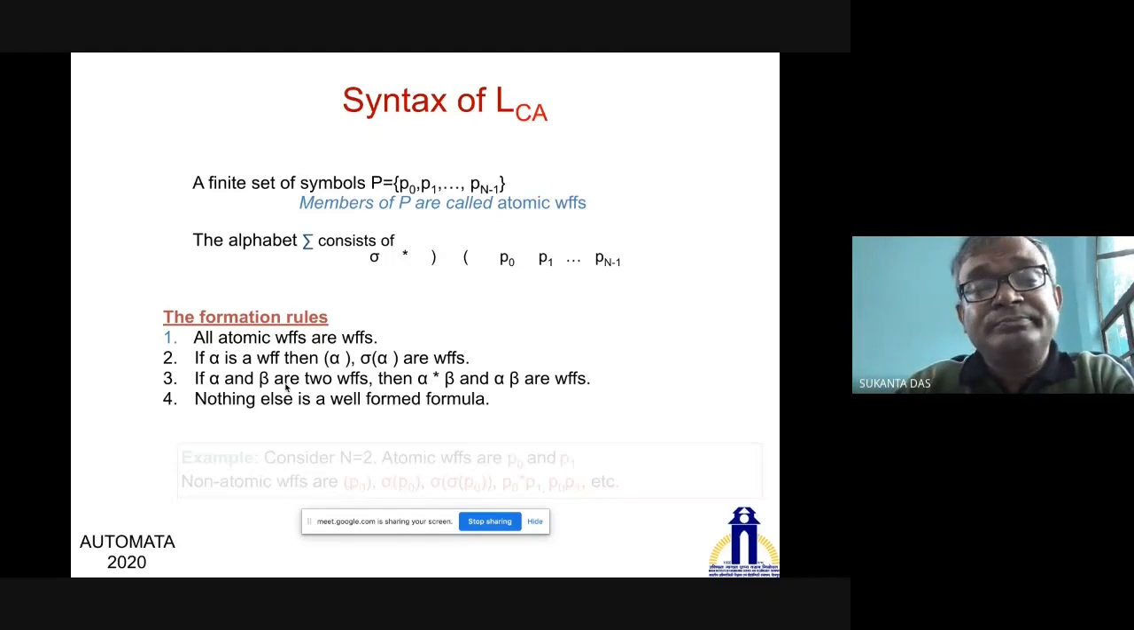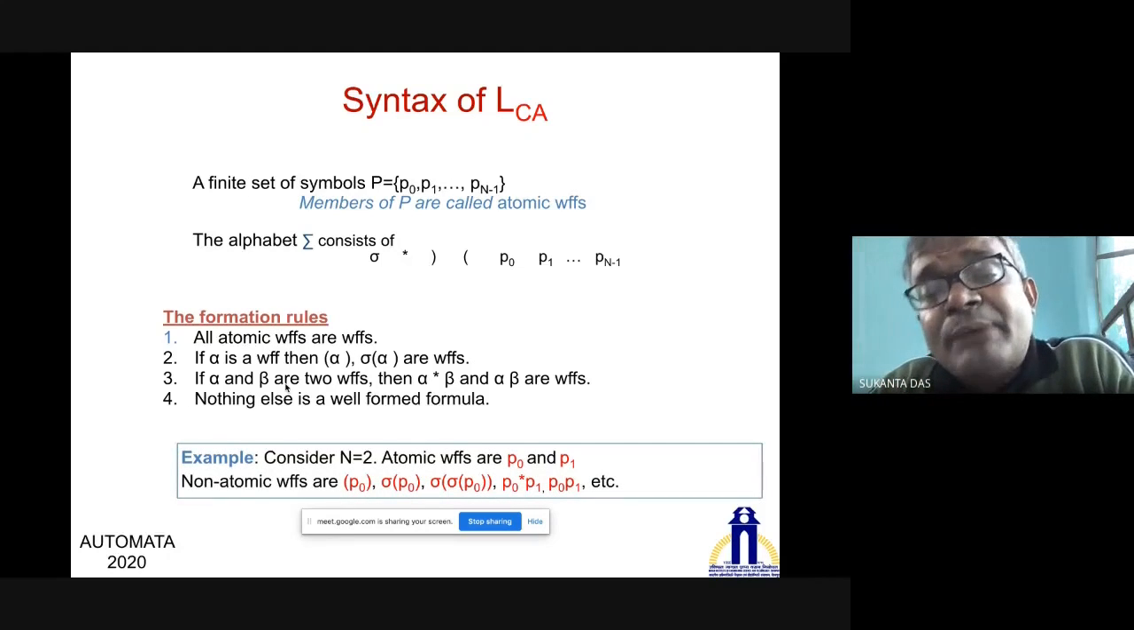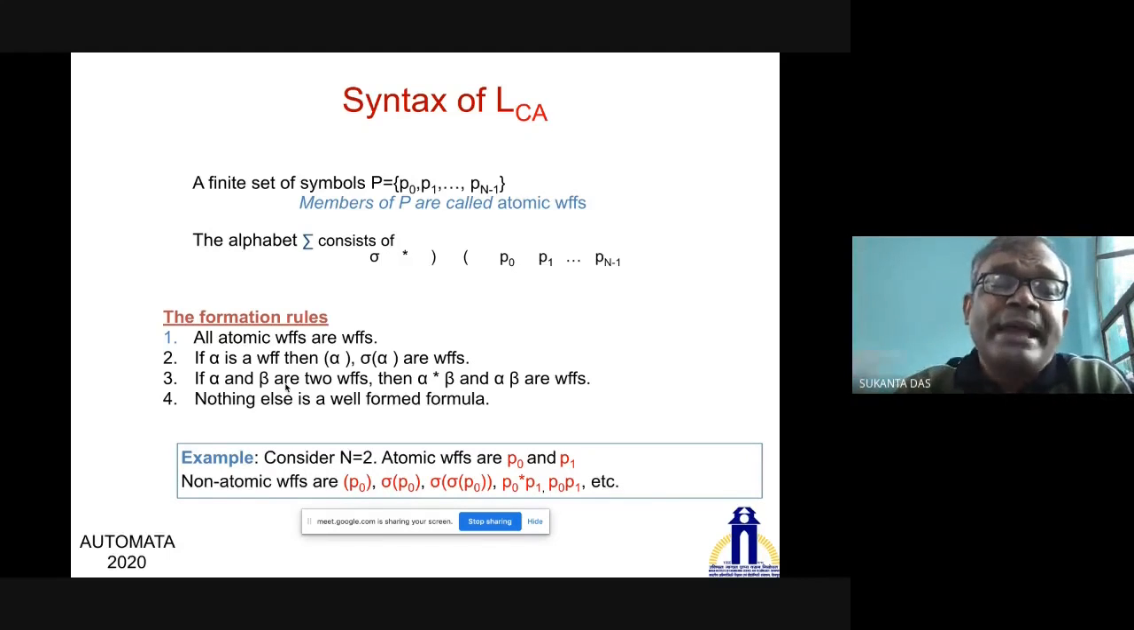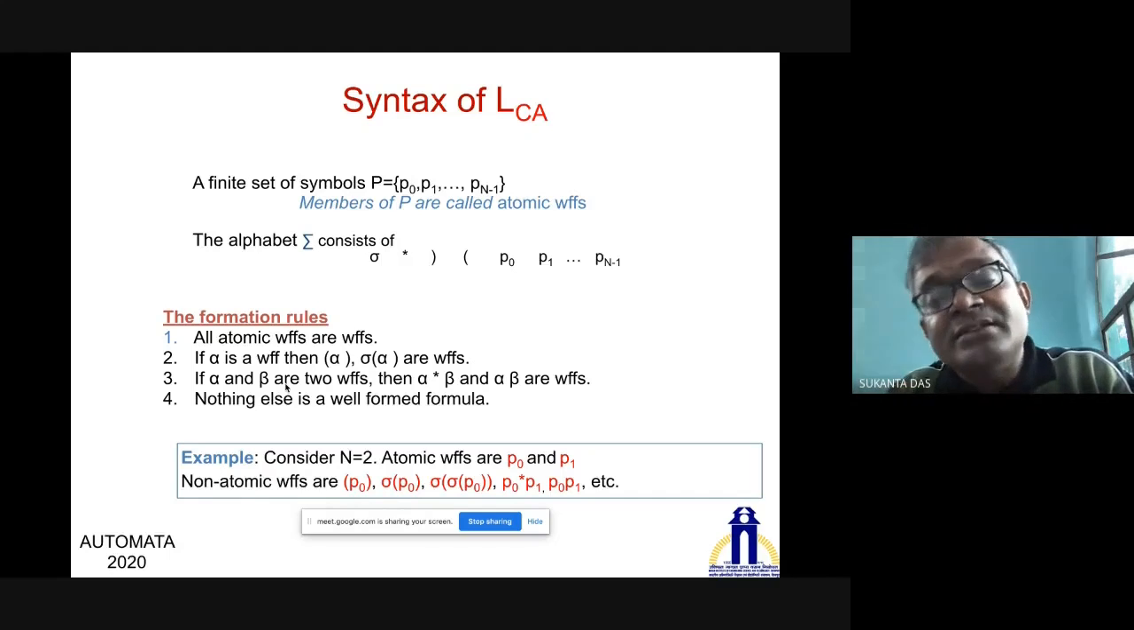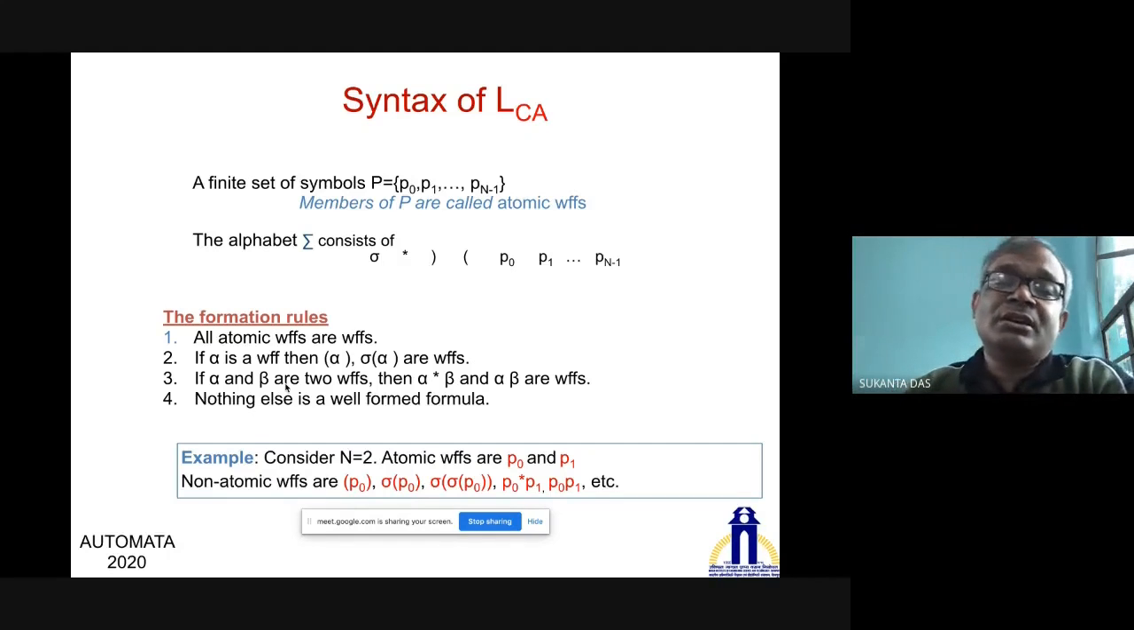Take an example. Consider capital N equal to 2, then the atomic WFFs are P0 and P1, right? And the non-atomic WFFs are, say, bracket P0, then sigma of P0, then sigma of P0, P0 star P1, P0 P1, etc. So in this way, we can get an infinite number of non-atomic WFFs.